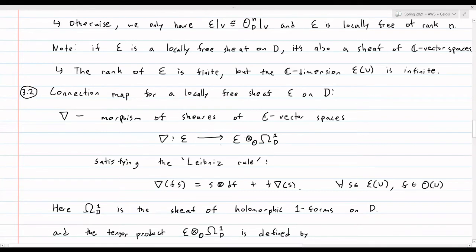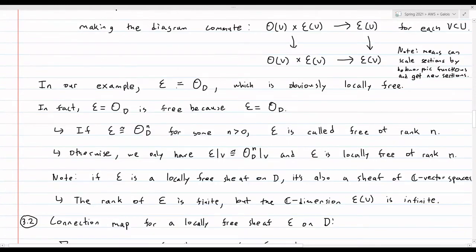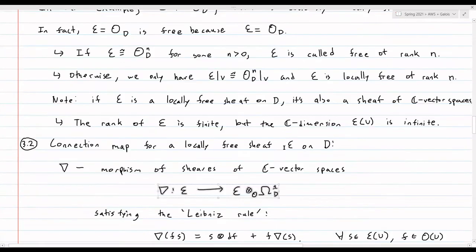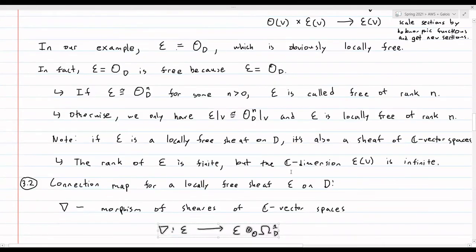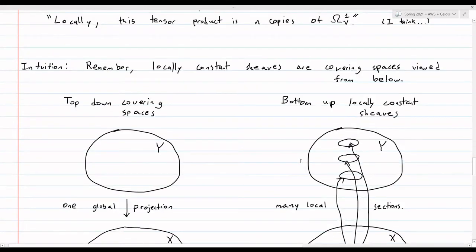Now I actually have to talk more. I want to give an intuition of what the connection map is doing, but at least now all of the definitions are laid down. So now I can go ahead and start talking about intuition. So far, is everything good?